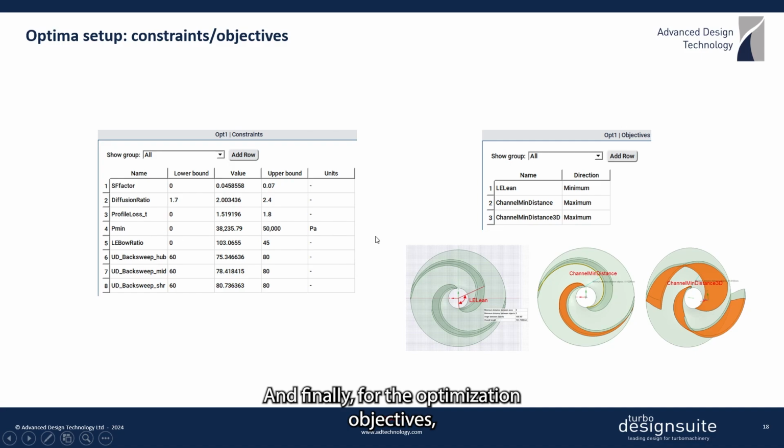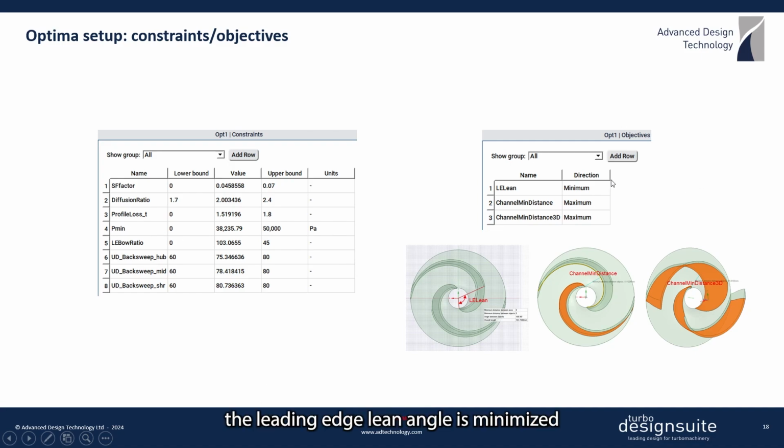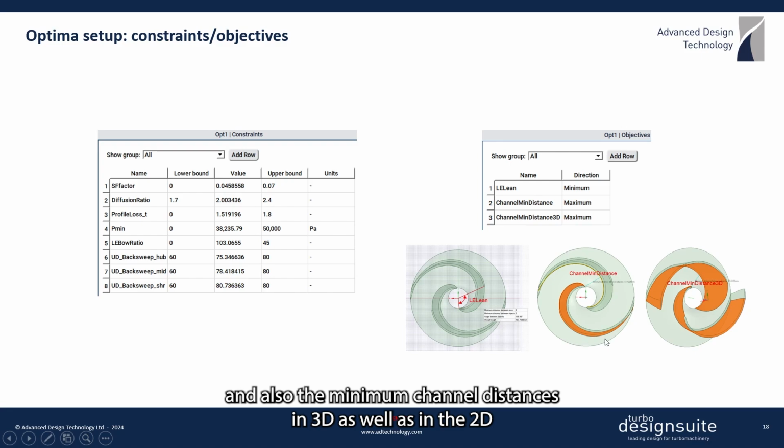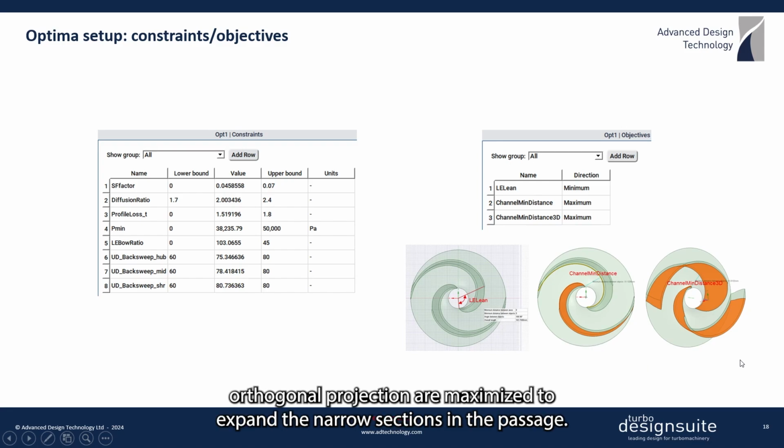And finally, for the optimization objectives, the leading edge lean angle is minimized to avoid high blade stresses, and also the minimum channel distances in 3D as well as the 2D orthogonal projection are maximized to expand the narrow sections in the passage.